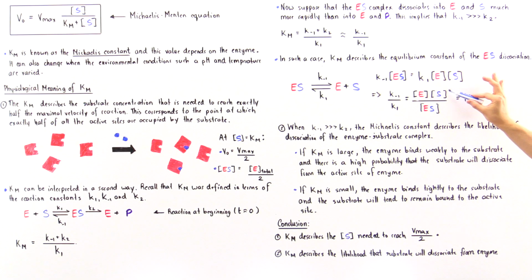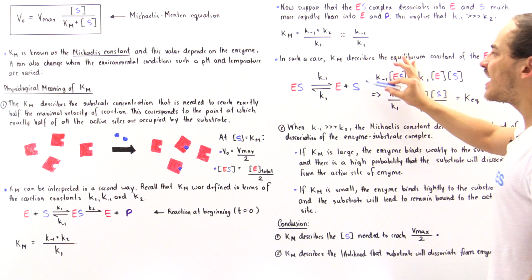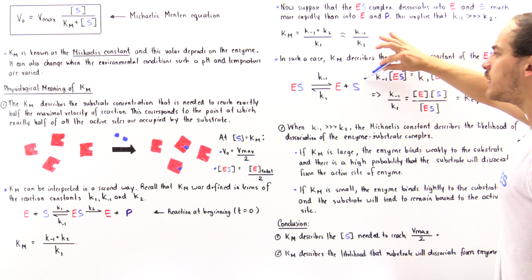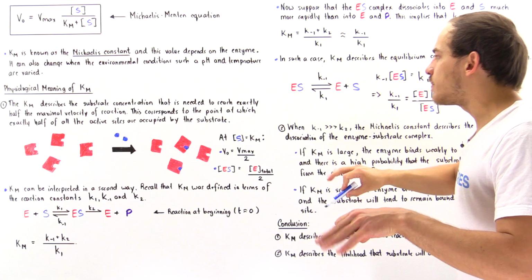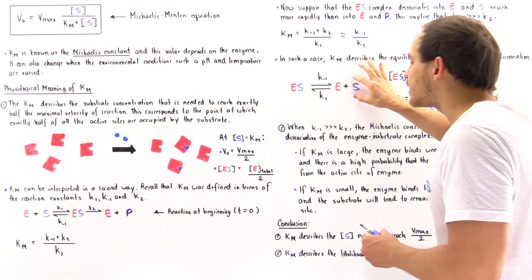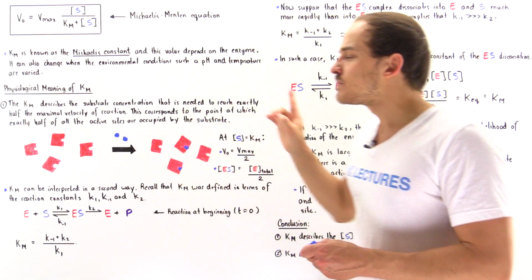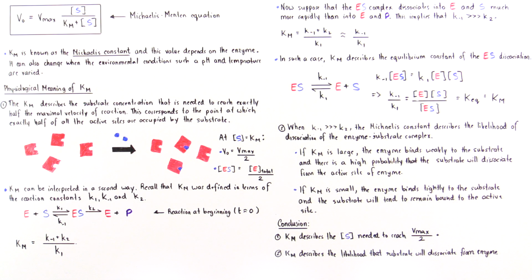And if the numerator term is large compared to our denominator, that means we have a high concentration of the enzyme and the substrate in its dissociated form. And that implies that the substrate does not bind very strongly to the active site of that enzyme. So we see that if Km is large, the enzyme binds weakly to the substrate, and there is a high probability that the substrate will dissociate from the active site of the enzyme because Km describes the equilibrium constant.